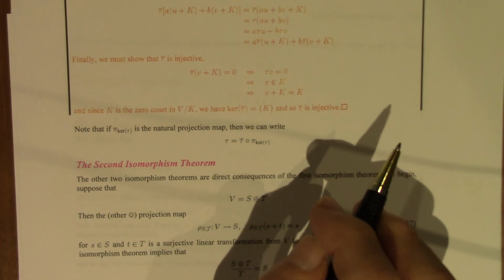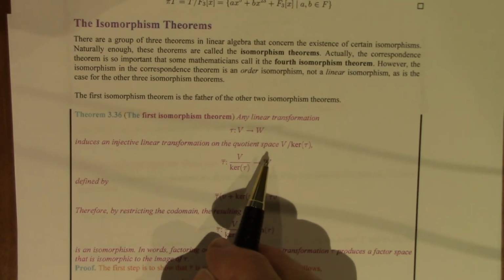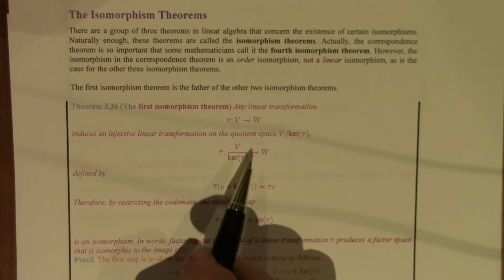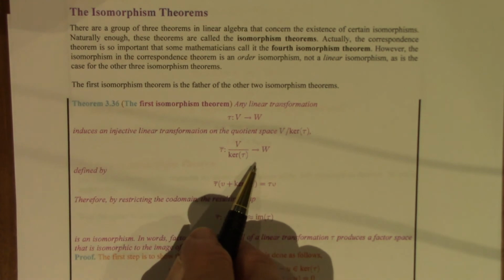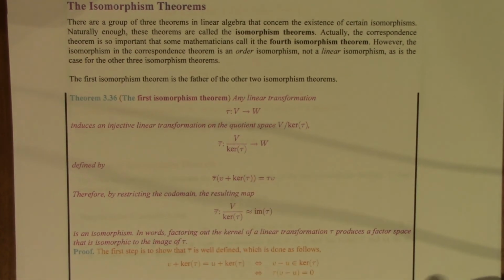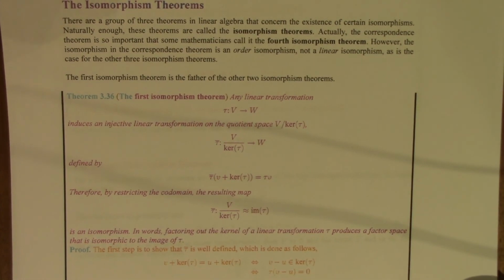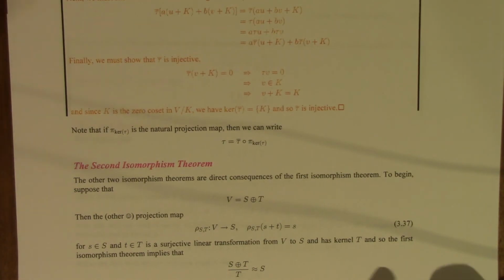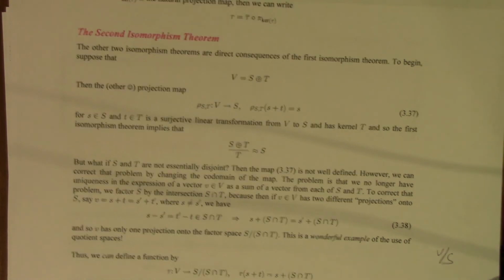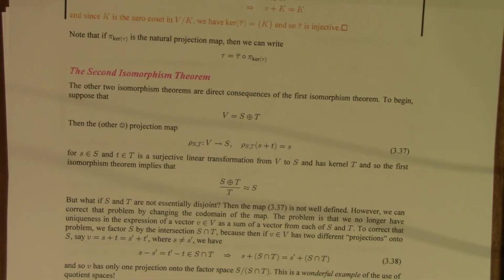And that's the proof. So the proof is relatively simple, straightforward at least, but yet this theorem is more important, you might say, than the simplicity of the proof seems to indicate. The other two isomorphism theorems are direct consequences of the first isomorphism theorem.